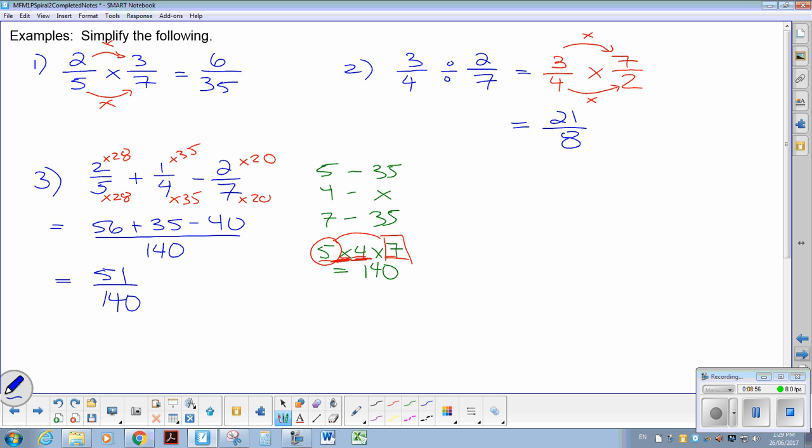Okay, so please, if you are having trouble with this, you need further explanation, ask your teacher for clarification or a different method.